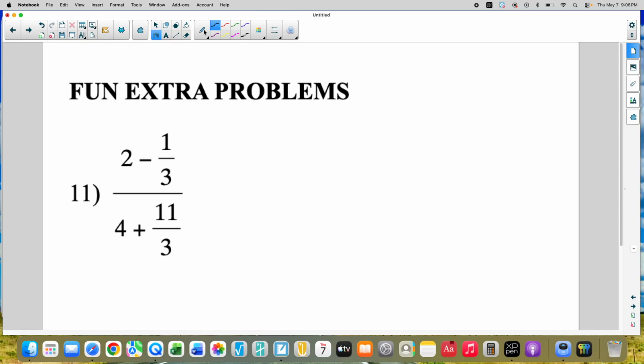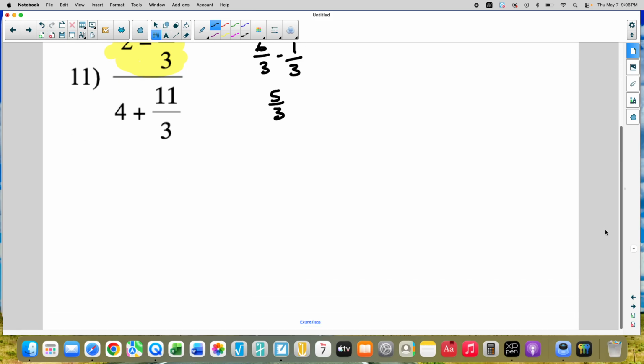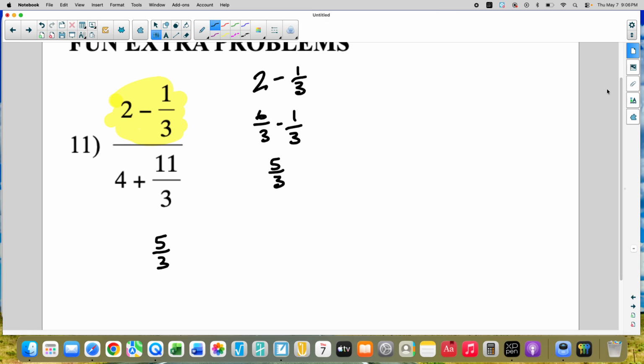So what I would advise you to do is I would take this one and do 2 minus 1/3. Well, 2 in thirds is going to be 6 thirds minus 1/3, which simplifies to 5 thirds. So that numerator simplified to 5 thirds. So let's put that 5 thirds. And now let's take this other part and let's simplify that.